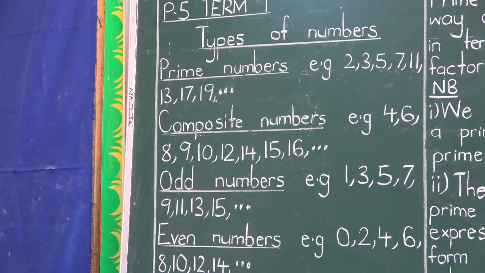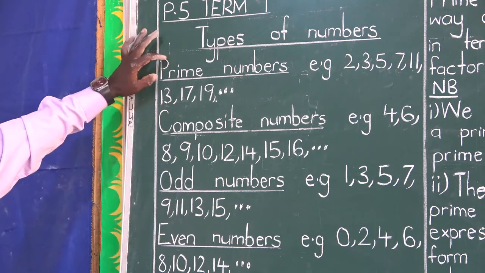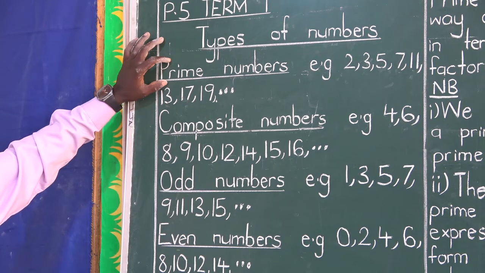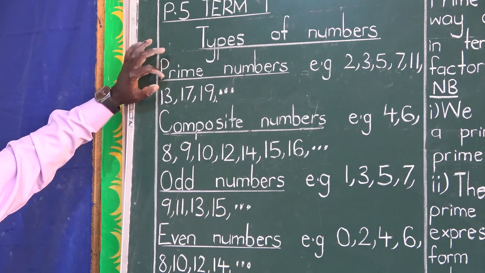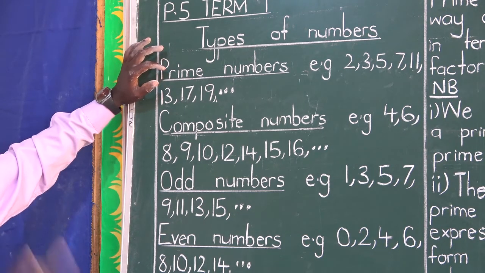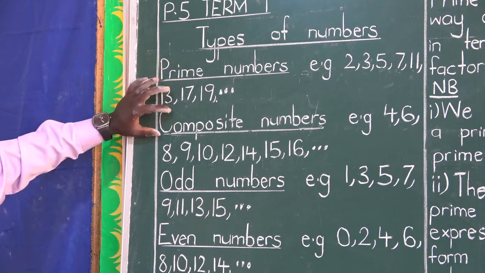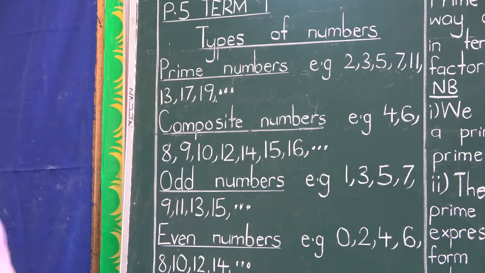So composite numbers are chosen like that. A number is said to be prime if it has got only 2 factors, 1 and itself. Like 13 has got 1 and 13. 2 has got 1 and 2. Just like that. And composite numbers are those that have got more than 2 factors, meaning from 3 factors and above.